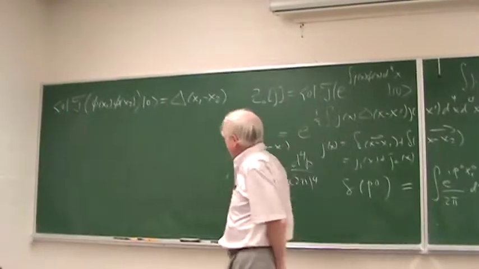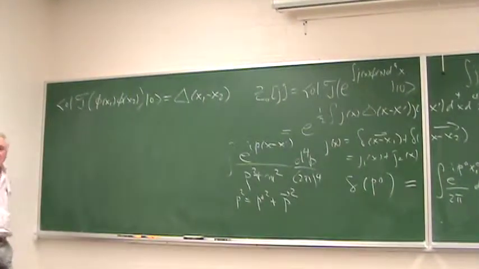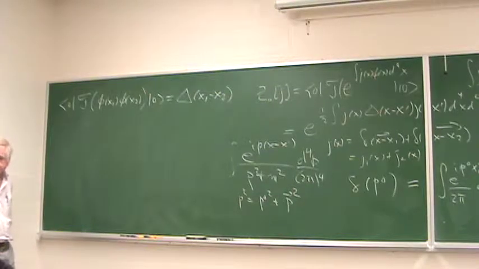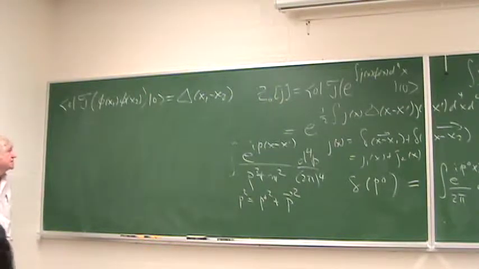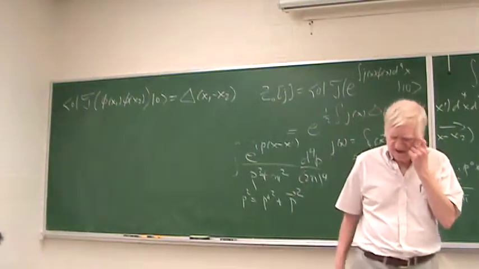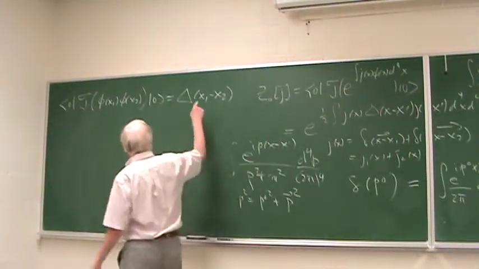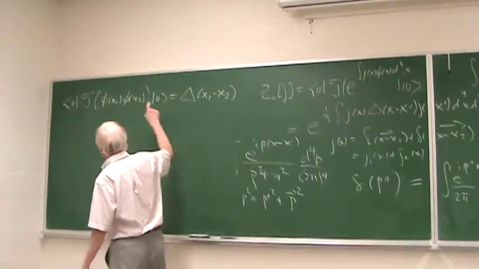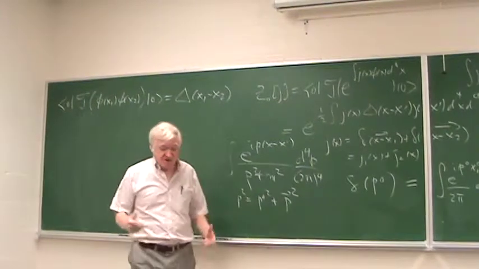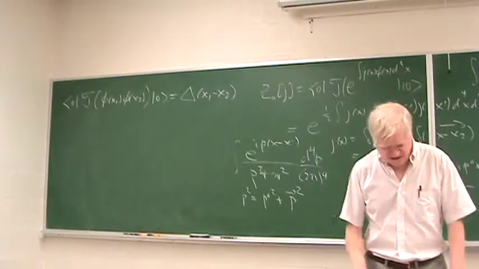Okay. So that's really a very nice formula. It says the Euclidean two-point function is the Euclidean Feynman propagator. And there's an analogous function in Minkowski space. The ordinary Feynman propagator is the ordinary time ordered product. We'll do that I guess on Monday.